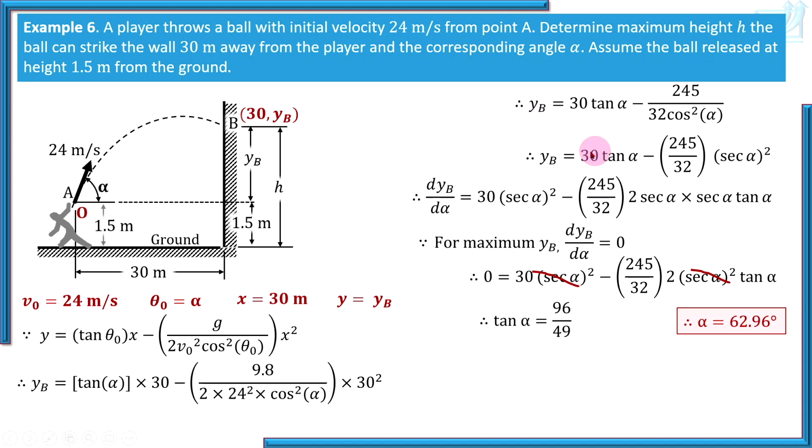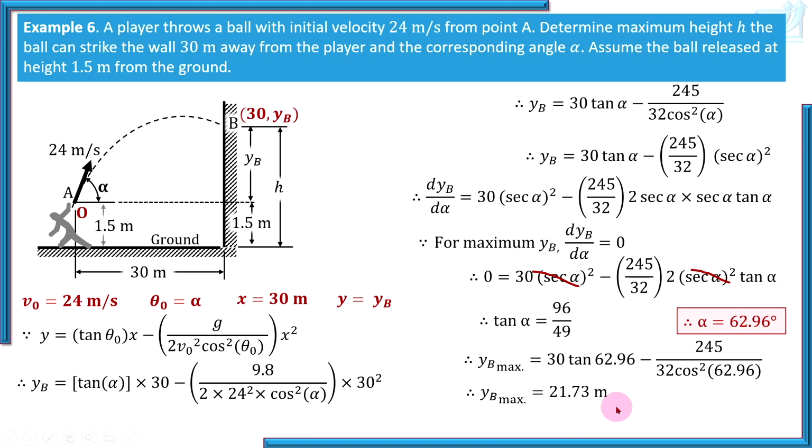So put this value of alpha in the earlier equation. I have substituted alpha equal to 62.96 degrees in this equation, and I got yB maximum. But before you write the final answer, don't forget you are asked for H. So add 1.5 and then write the answer. So H max is equal to 23.23 meters. This is how we have answered the problem.